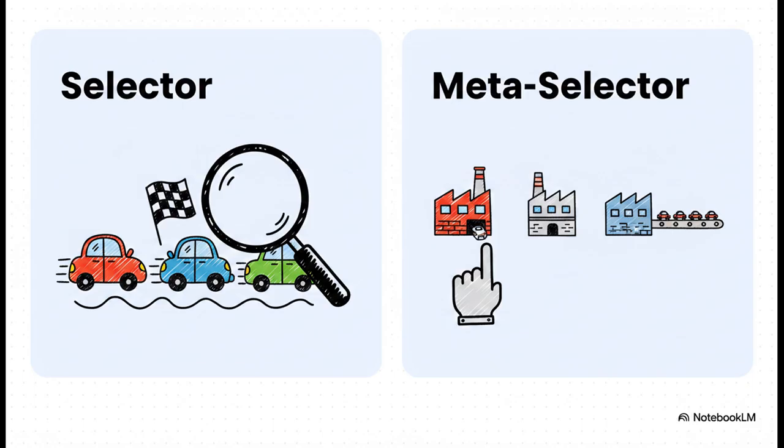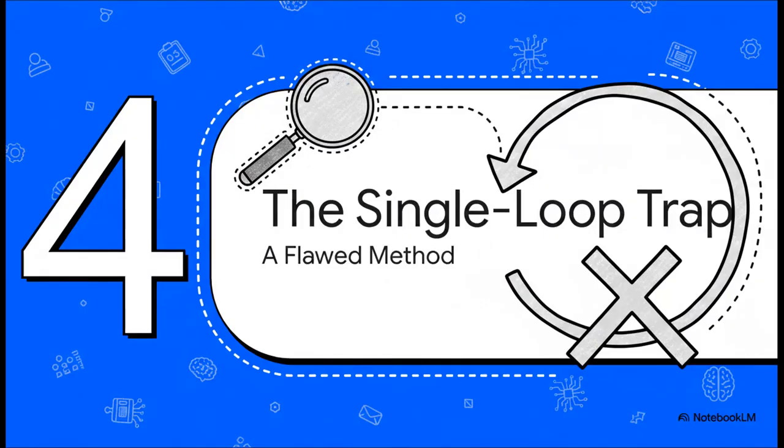Which car factory is the best at building fast cars? And you can see how most of what we do in machine learning is really a meta-selection problem. So now we know our suspects. Let's head over to the scene of the crime.